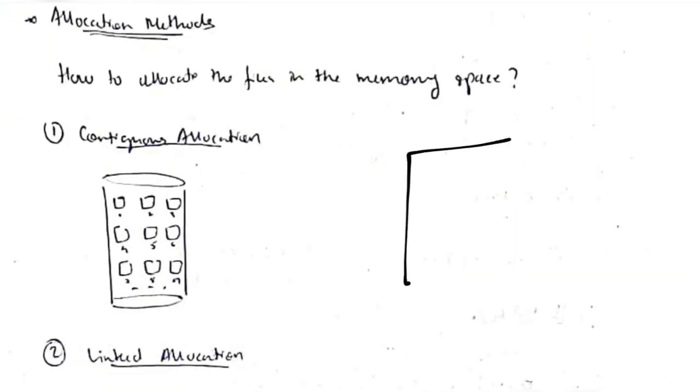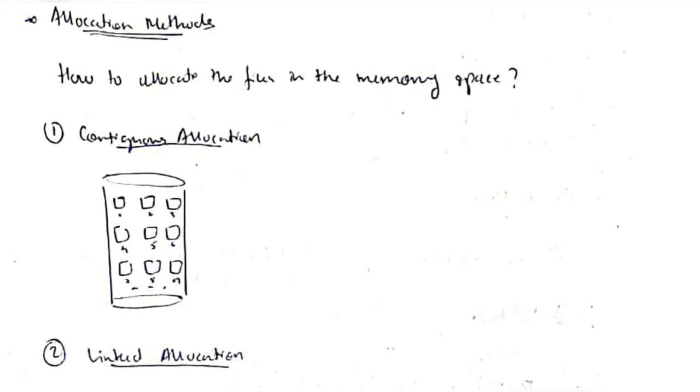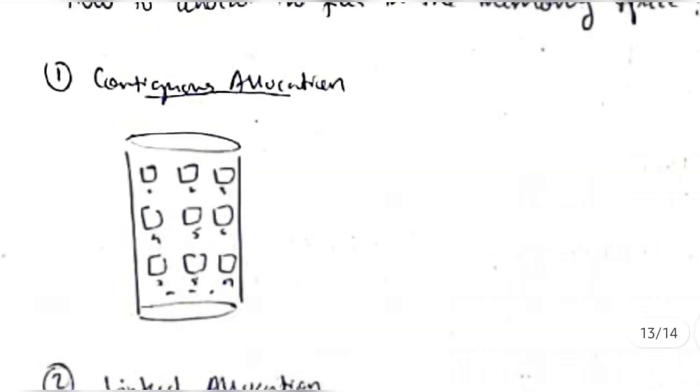So all the files are present inside the memory. Now we'll be discussing how to allocate those files in the memory space. Okay, these are unorganized. How to organize those, that we'll be discussing. The first method is contiguous allocation. That means inside the memory, these are the numbers 1, 2, 3, 4, 5, 6, like that. We will be storing the files in order. Okay, that's contiguous memory allocation.